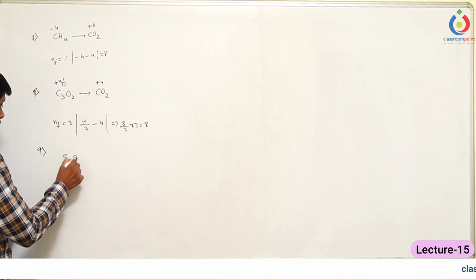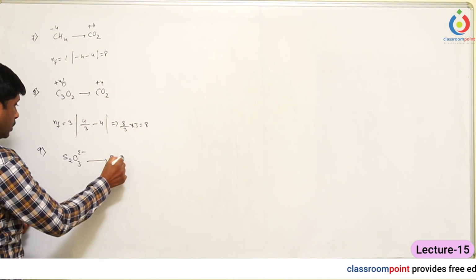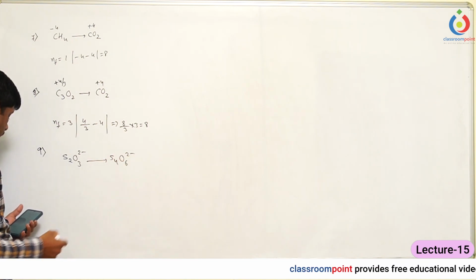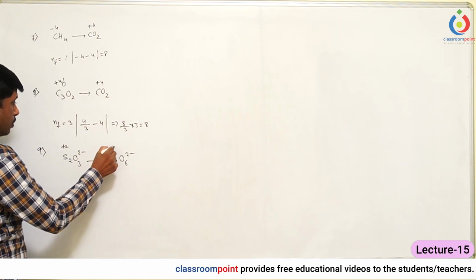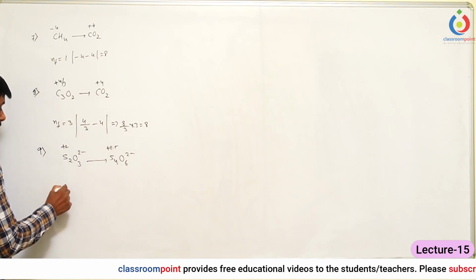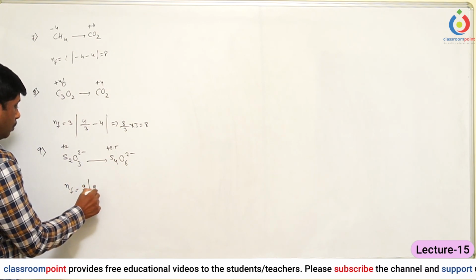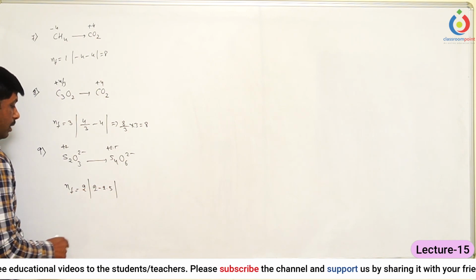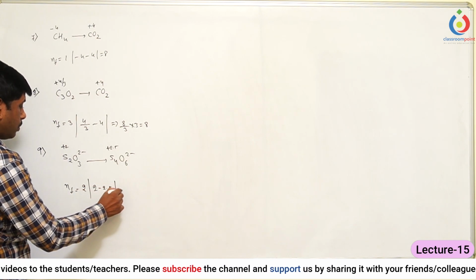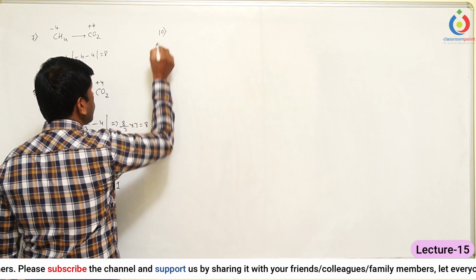Next, S2O3 2 minus changes to the S4O6 2 minus. All of this we calculated. So here it is plus 2, it is plus 2.5. So here n factor value in terms of the only reactant, 2 are there. So 2.5 minus 2 equals to 0.5. 0.5 into 2 equals to 1.